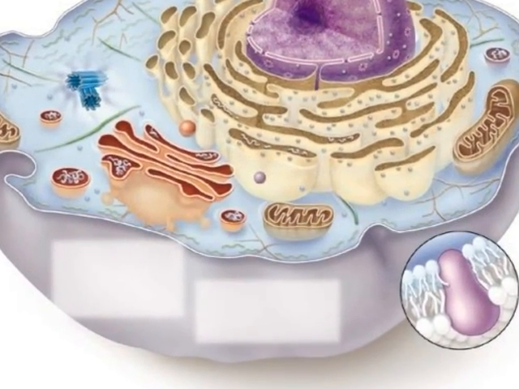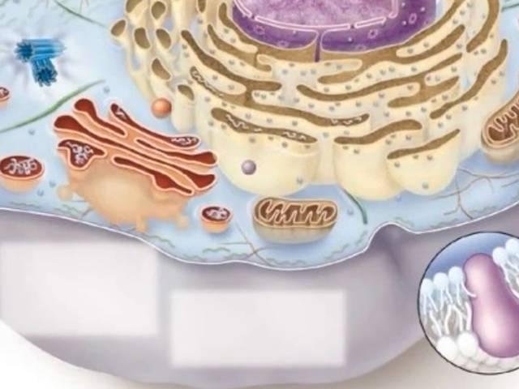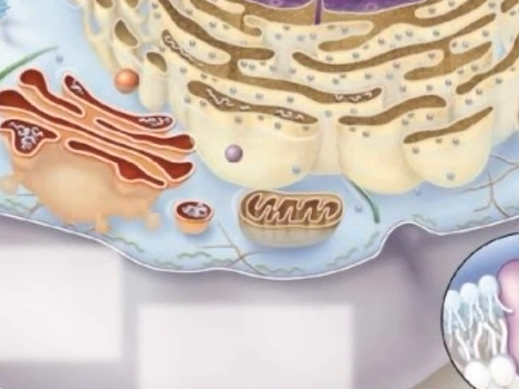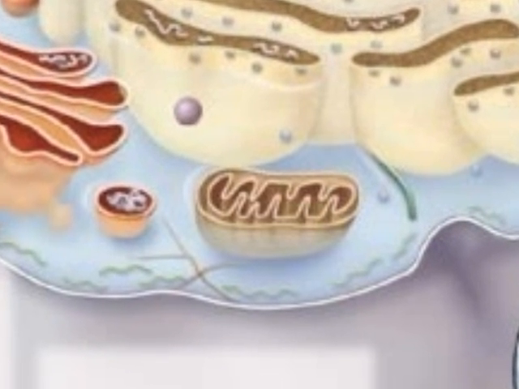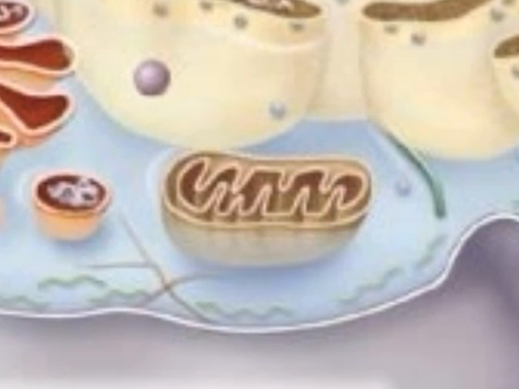Next are the mitochondria, the power plants of the cell. These are located in the cytoplasm and convert energy into forms used by the cell. They are sites of cell respiration, plus they're involved in cell processes such as cell division and cell death.